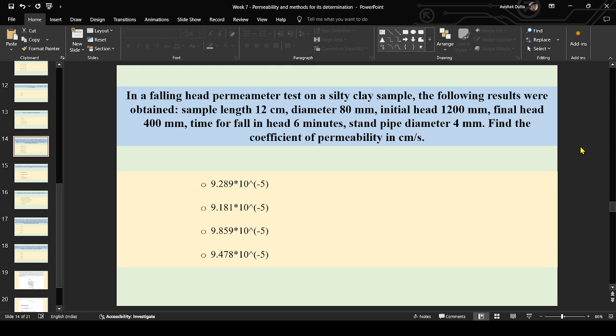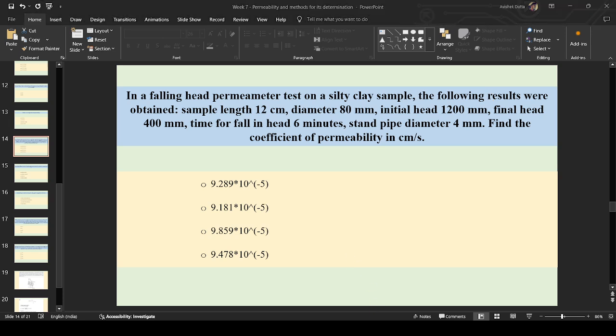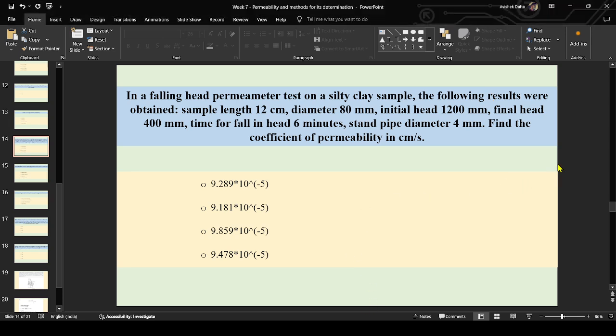Okay, I repeat the question. In a falling head permeameter test on a silty clay sample, the following results were obtained. Sample length 12 centimeter, diameter of the sample is 80 millimeter.